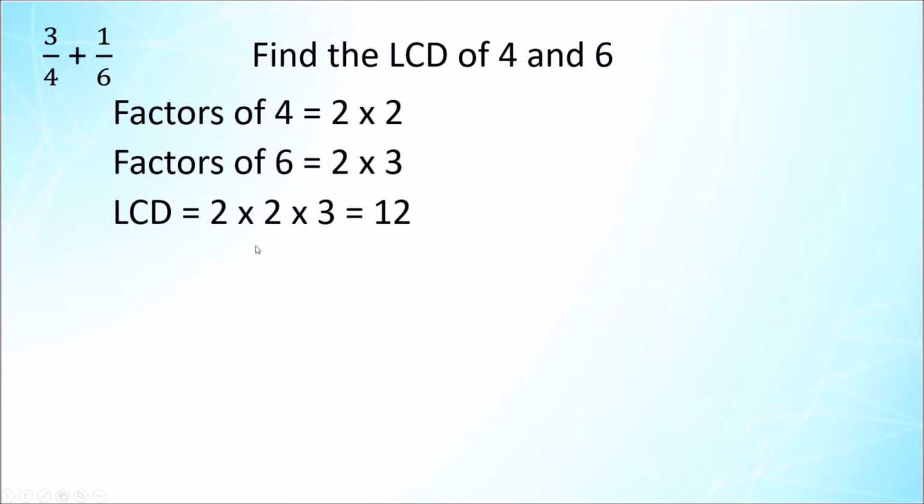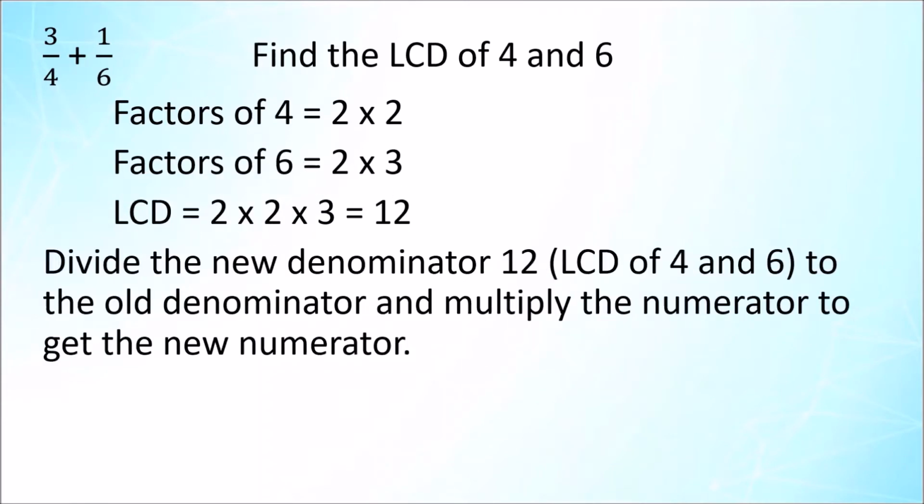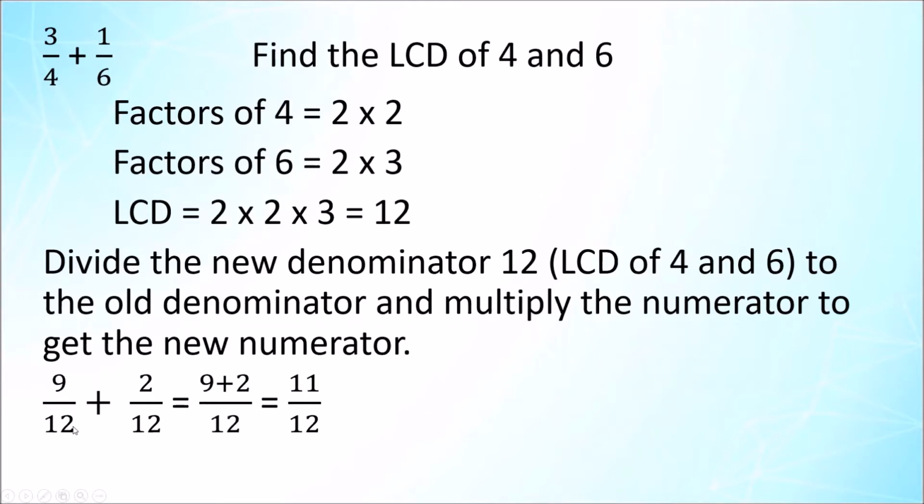So paano kukuhanin? Ito na ang magiging bago nating denominator. So we get the equivalent fraction where the denominator now is 12. To get the new numerator, divide the new denominator to the old denominator and multiply the numerator to get the new numerator. I-divide natin itong bagong denominator sa lumang denominator at i-multiply sa numerator para makuha natin ang bagong numerator.